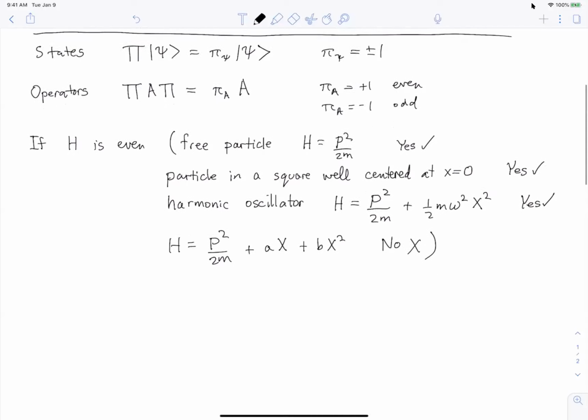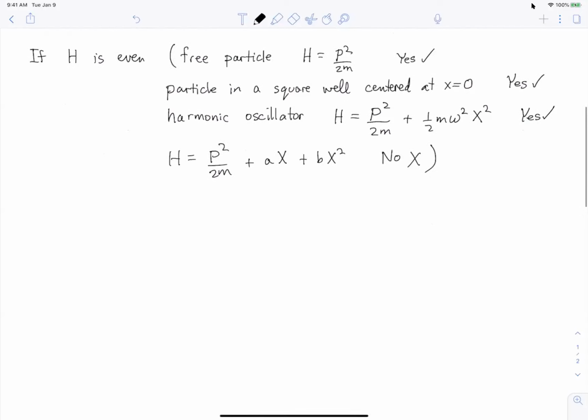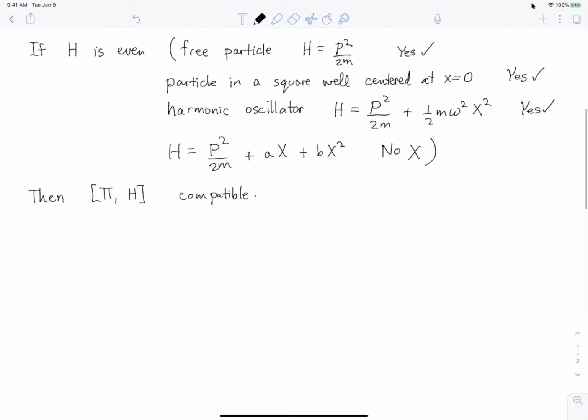Okay, but if it is invariant under parity, if H is even, that's the same thing as invariant under parity, then it follows that parity commutes with the Hamiltonian. That's just rewriting the condition. And so they are compatible operators. Compatible operators means you can find common eigenstates for them.